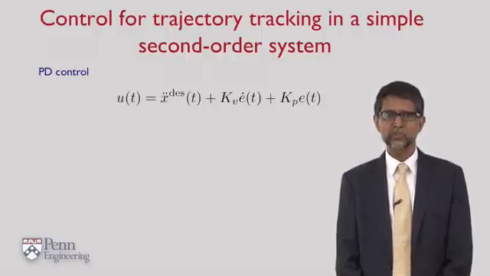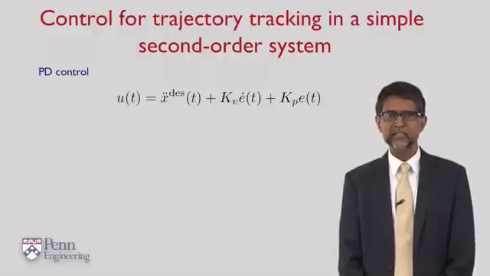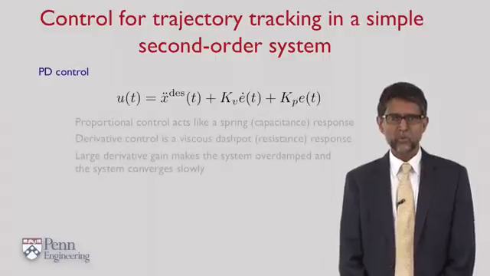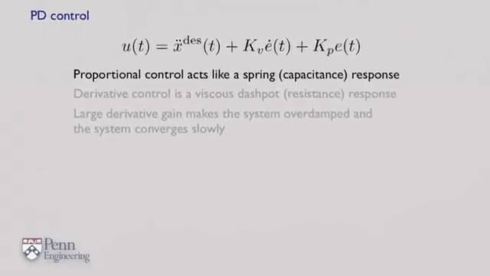It's called the proportional plus derivative control law, which has a very simple form. It has 3 terms, a feed-forward term, a proportional term, and a derivative term. Each of these terms has a significance. The proportional term acts like a spring or a capacitance. The higher the proportional term is, the more springy the system becomes, and more likely it is to overshoot. The higher the derivative term, the more damped it becomes. So this is like a viscous dashpot or a resistance in an electrical system.